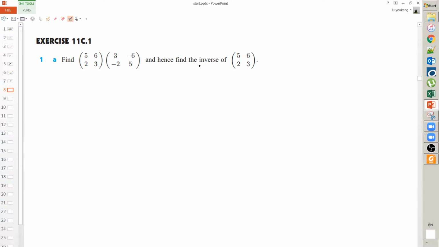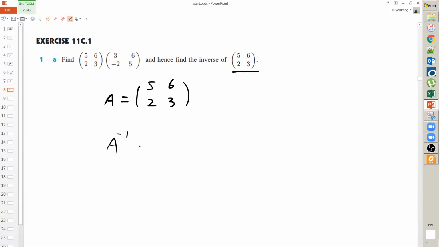So you are asked to find the inverse of this. Okay? So to find the inverse of it, basically let's say this is your A. So you are asked to find the inverse of A.